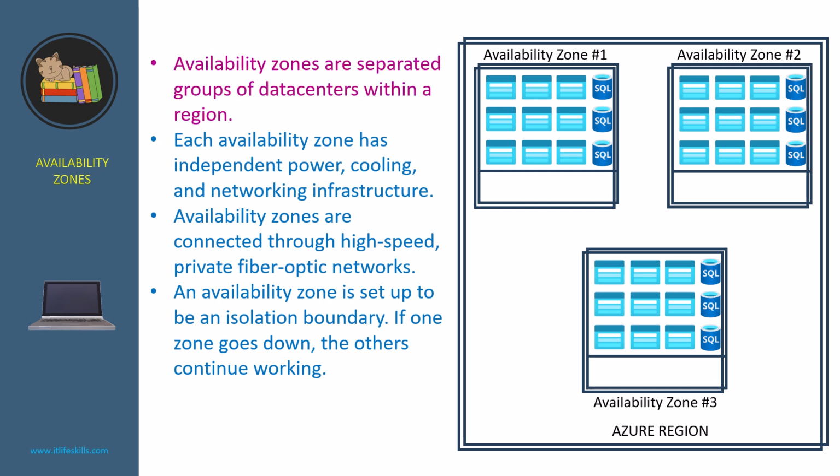Availability zones are separated groups of data centers within a region. Each availability zone has independent power, cooling, and networking infrastructure. Availability zones are connected through high-speed, private fiber optic networks. An availability zone is set up to be an isolation boundary. If a zone goes down, the others continue working.